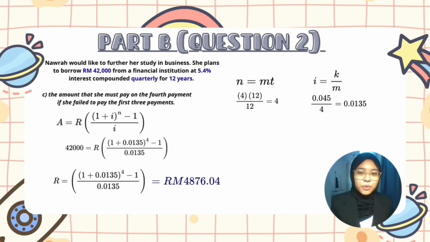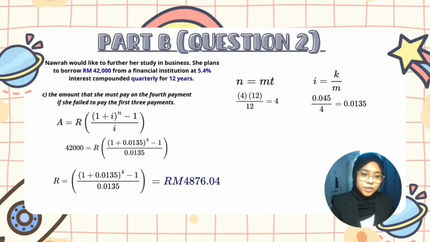Finally, we are going to our last question, which is question C. For question C, Nora did not pay the first 3 payments. Therefore, the amount due at the fourth payment must be recalculated. I apply the formula A equals R multiplied by the fraction in brackets 1 plus I raised to the power n minus 1, all divided by I. Here, n equals 4 this time because we are considering the fourth period.